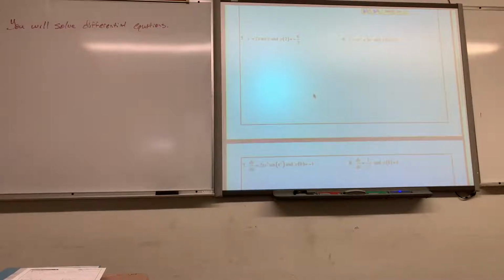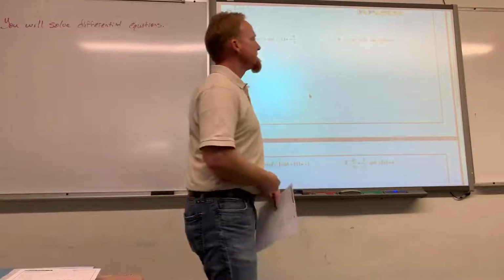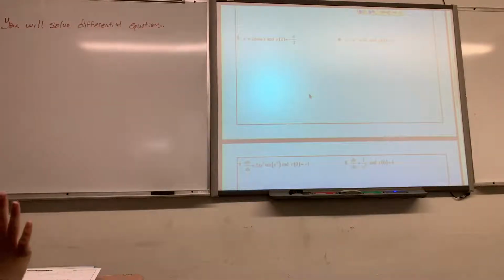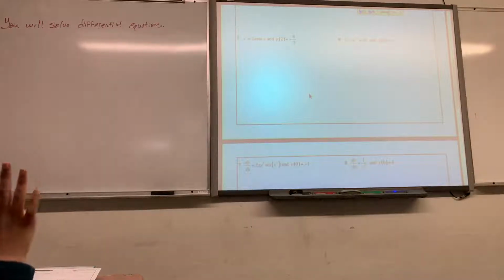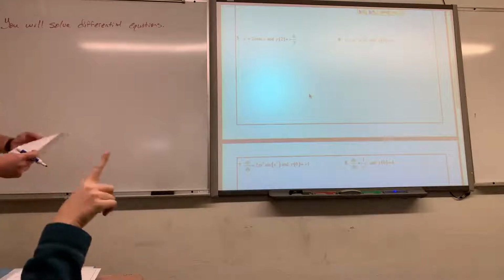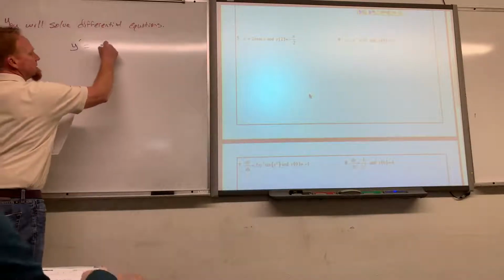Alright, 6. I have y prime minus x e to the y equals 2 e to the y, and y of 0 equals 0. Who's got an idea of what we need to do on this one? This one's a little bit different than all the rest of them. Alright, Lilani, what you got? So I added x e to the y over. Alright, add x e to the y over.